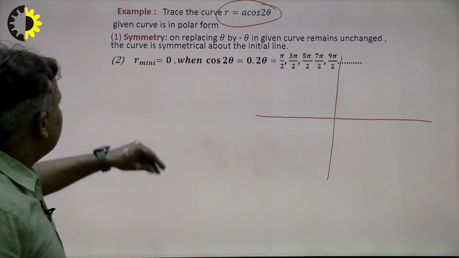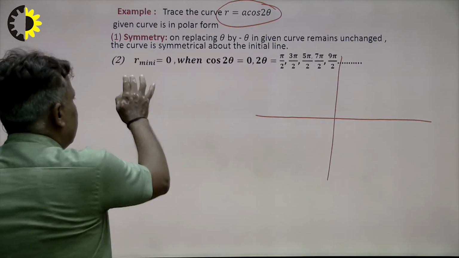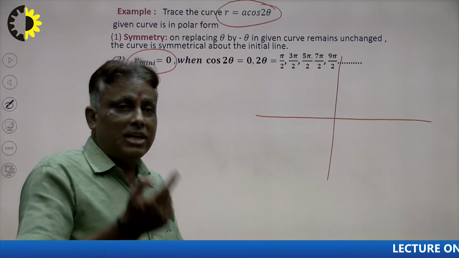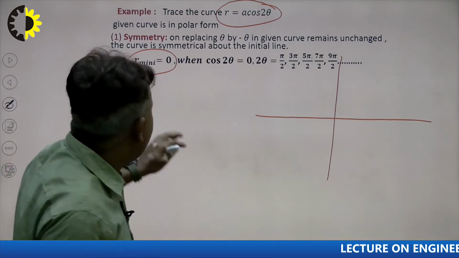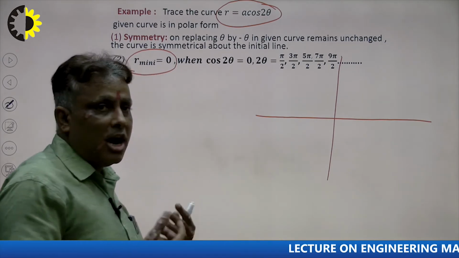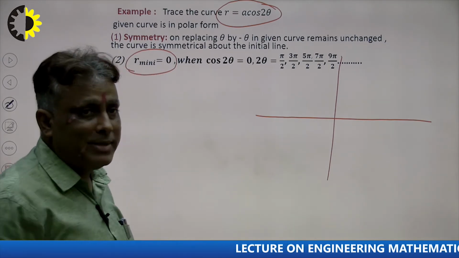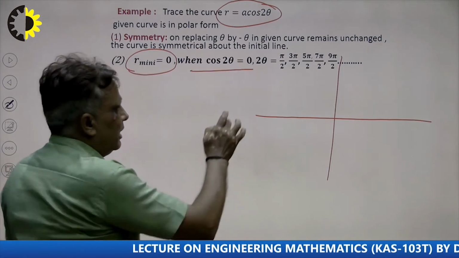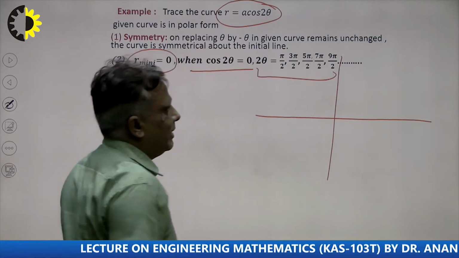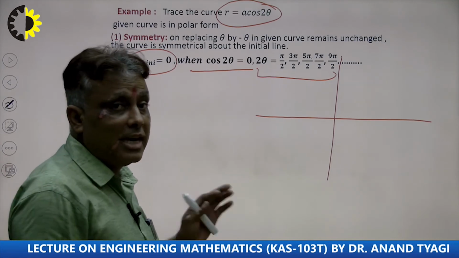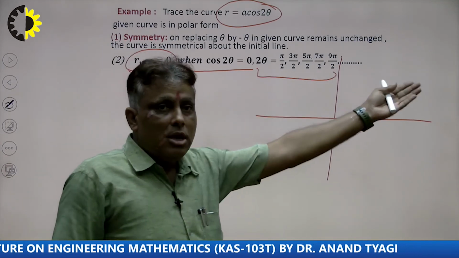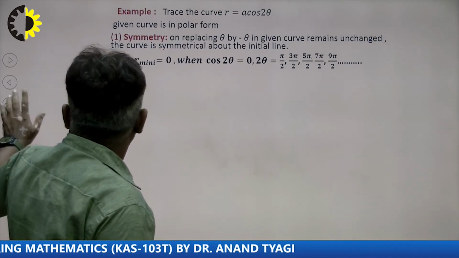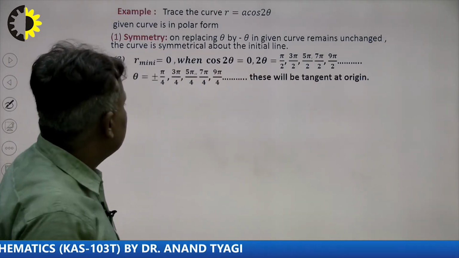Now second, I calculate first r minimum, which is very important, because with the help of r minimum the tangent exists. So r minimum will be 0, because r is the radius vector and the radius vector cannot be negative. So r minimum will be 0 when cos 2 theta is equal to 0, and 2 theta is equal to pi by 2, 3 pi by 2, 5 pi by 2, 7 pi by 2, 9 pi by 2. I write more than one value because there are 4 loops. How to calculate such type of problem? Next, calculate theta from this.